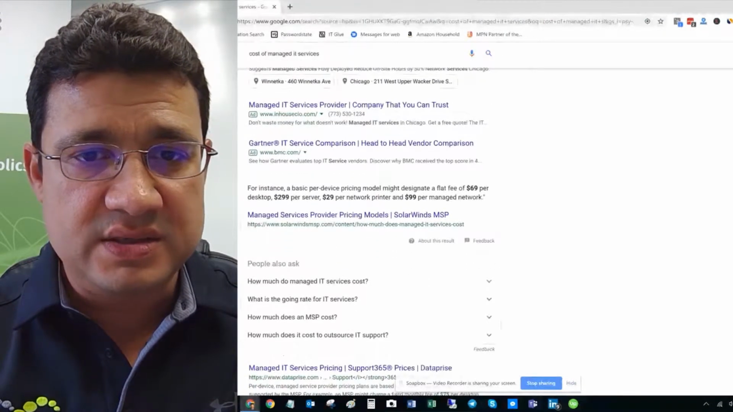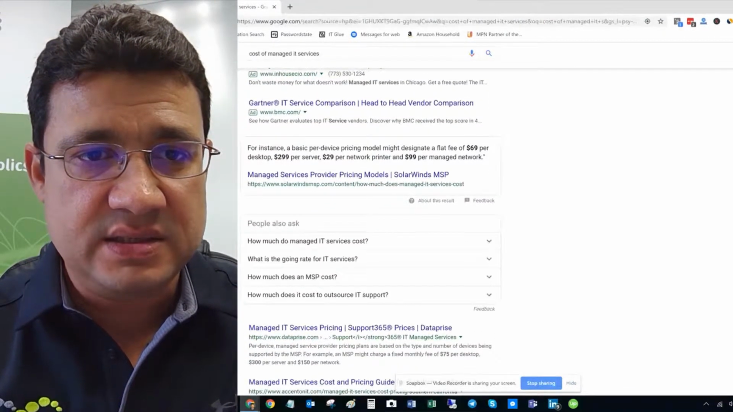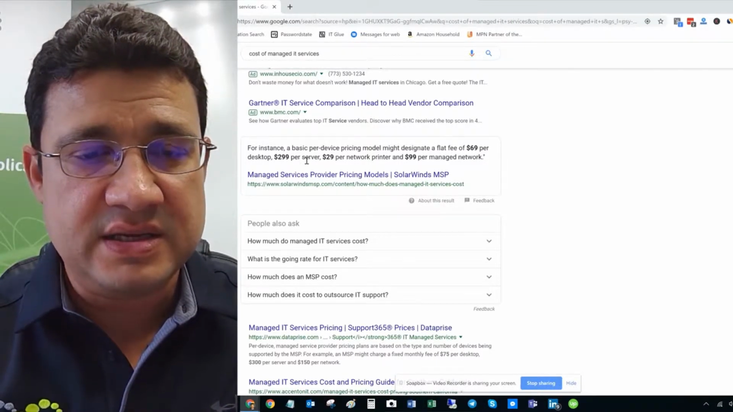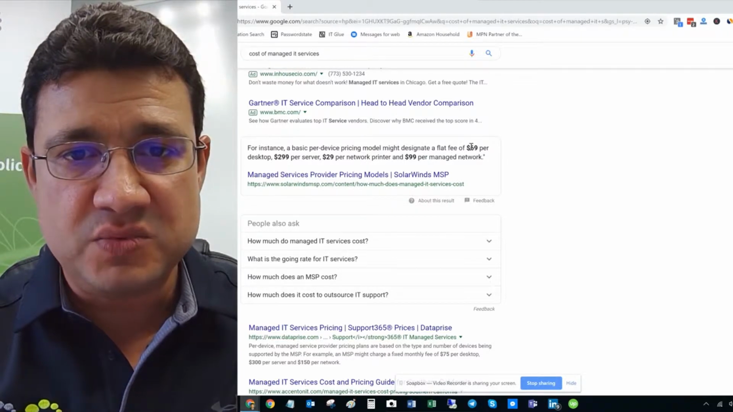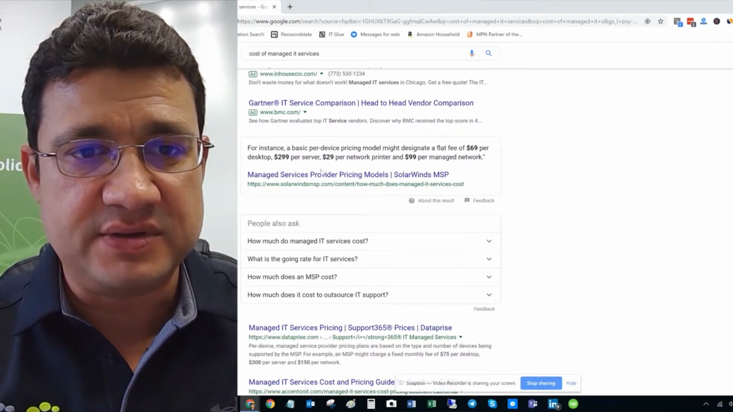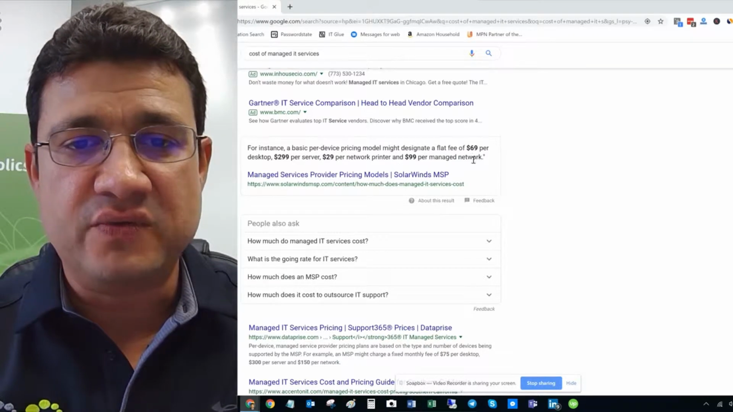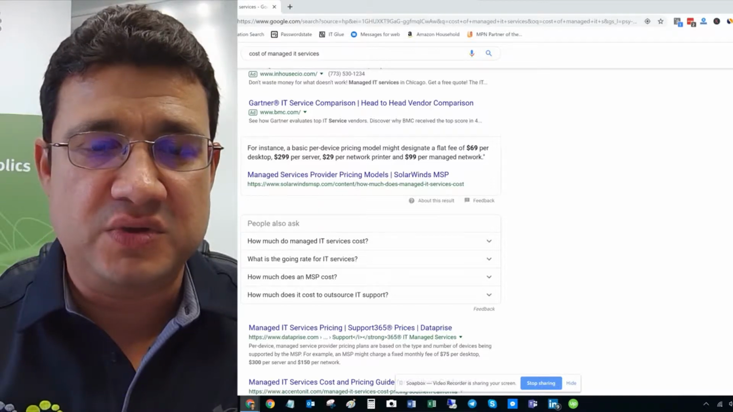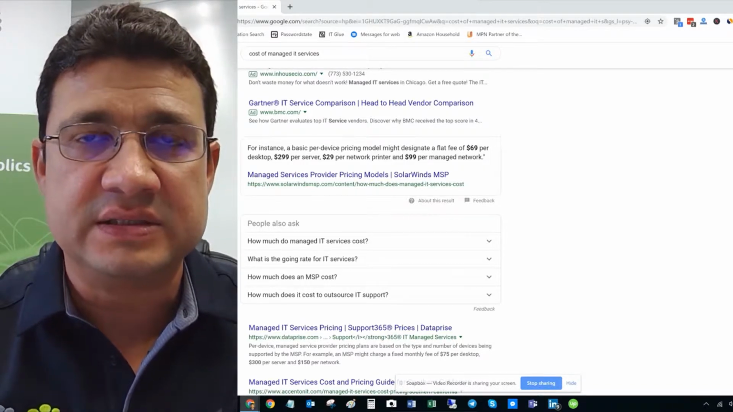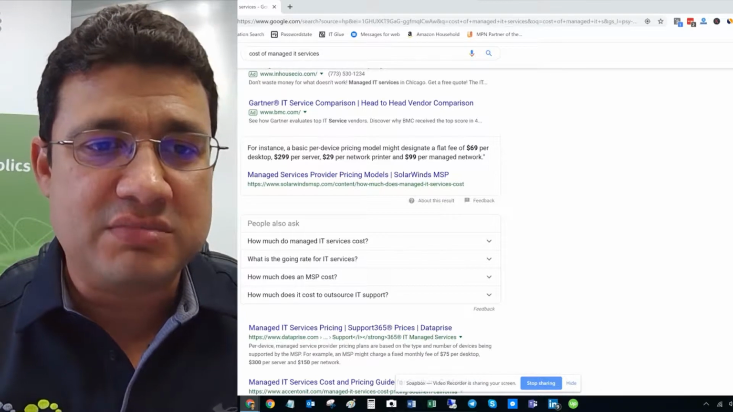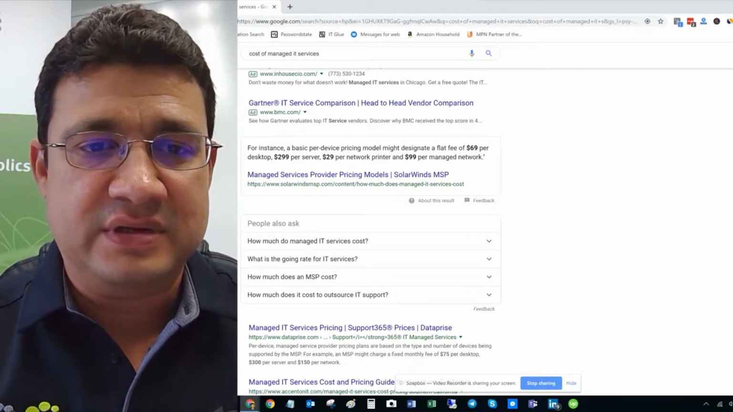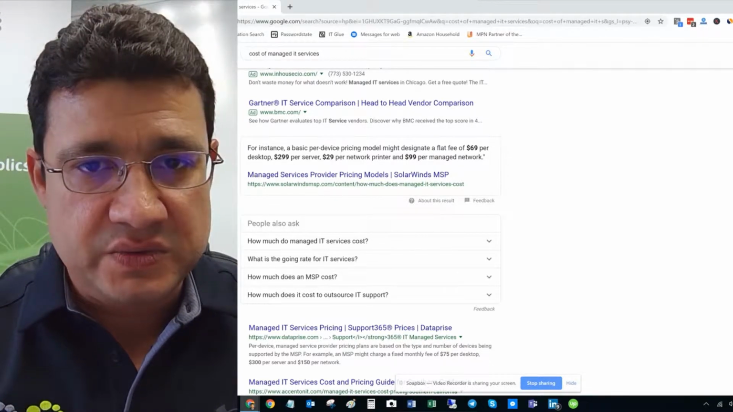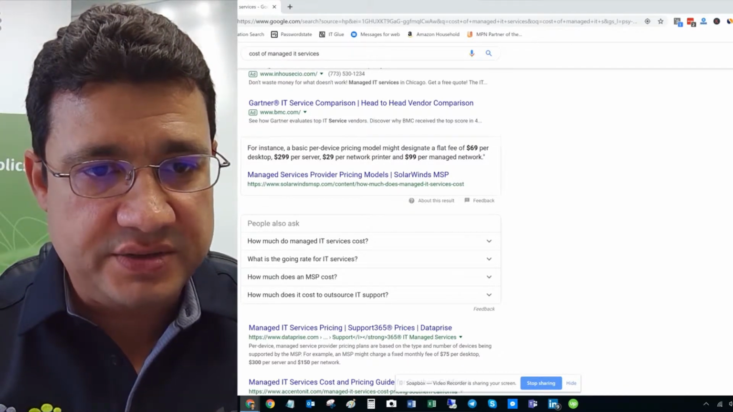Right away, if you skip all the ads, you can see that SolarWinds MSP offers per device pricing, which is $70 per desktop, $300 per server, $29 per printer, and so forth. If you add things up and consider the fact that some users may have a couple of devices, it will probably be within the same range of $150 per user per month. So this one makes sense. Let's take a look at others.